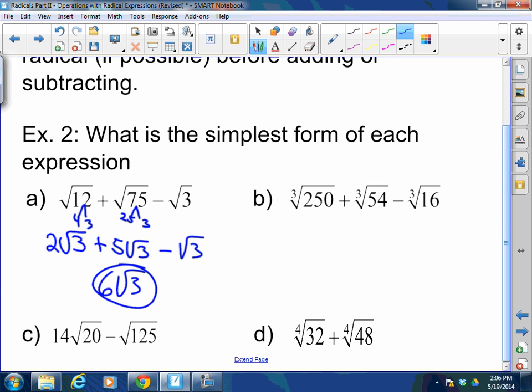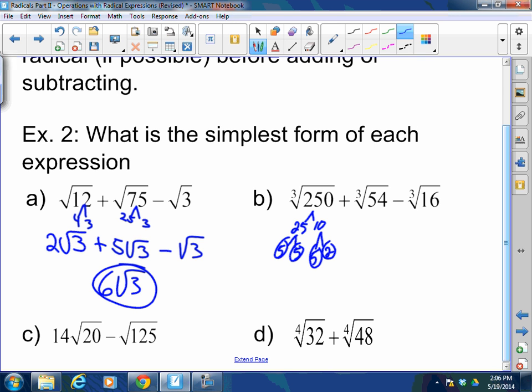B. Cube root of 250 plus cube root of 54 minus cube root of 16. Anybody who doesn't know what they're doing would say, oh, you can't do this. You guys know better. 250 breaks up into 25 and 10. 25 is 5 and 5. Circle the primes. 10 is 5 and 2. Circle the primes.